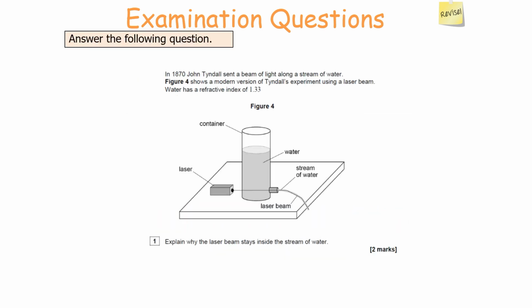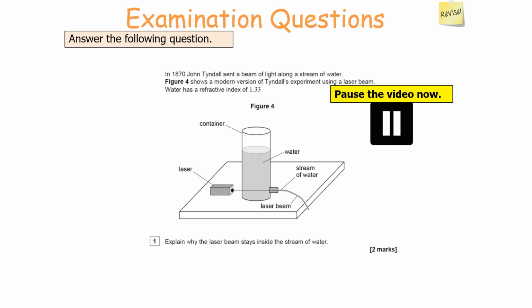Right, next question. In 1870, John Tyndall sent a beam of light along a stream of water. Figure 4 shows the modern version of Tyndall's experiment using a laser beam. Water has a refractive index of 1.33. Explain why the laser beam stays inside the stream of water. So pause the video now, then unpause the video when you want to go through your answer.